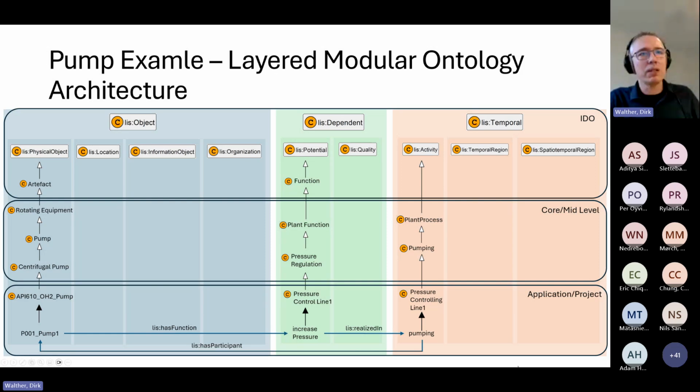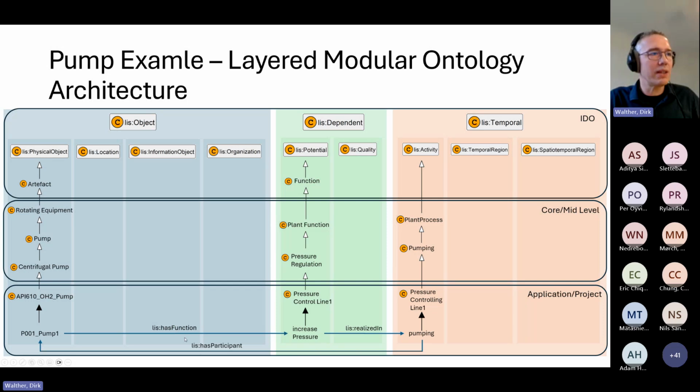And then further down, in the more specific setting, where we model our particular application or project, there we find vocabulary that relates to our scenario, and that would be this particular pump in my plant, this particular increasing pressure function for my pump that is meant to increase pressure in a particular line in my plant, and so on. So very particular, specific vocabulary is being contained in the lower level ontology.